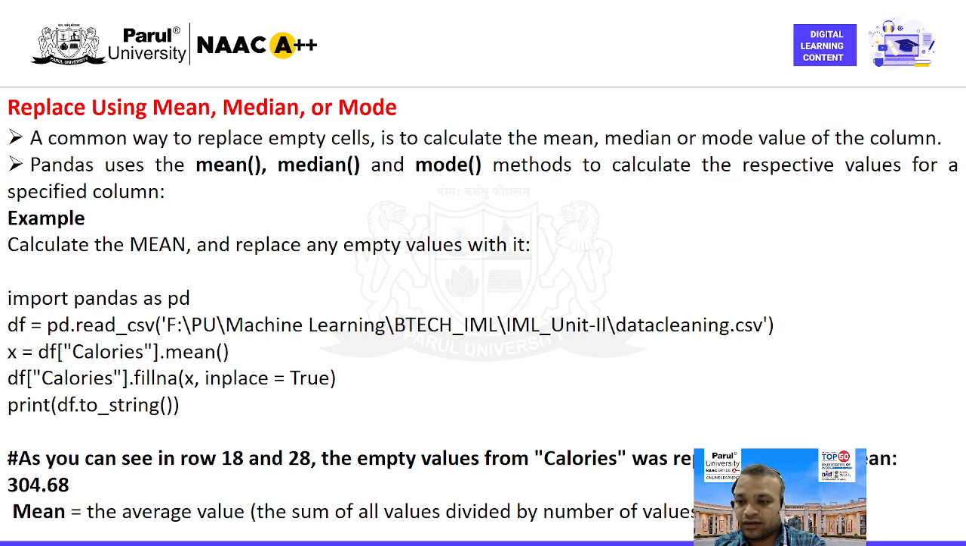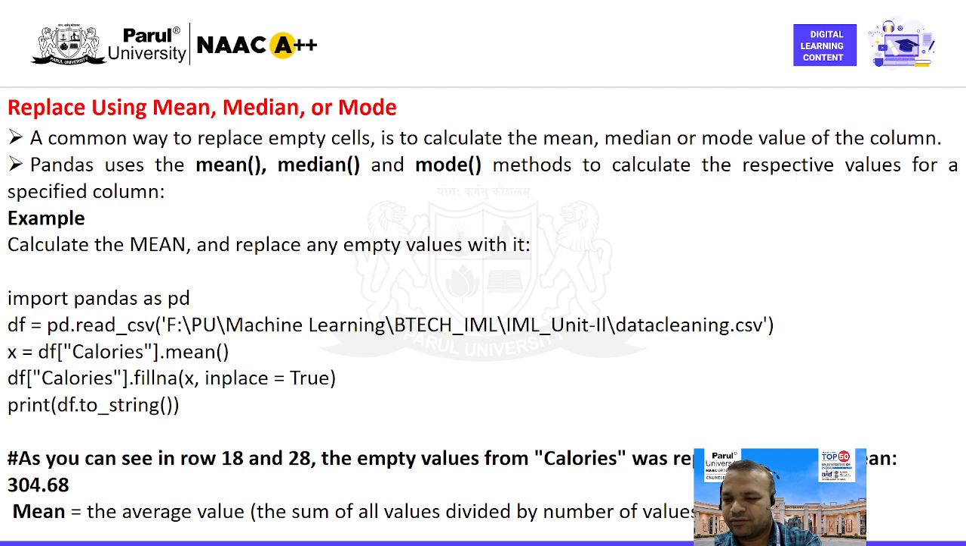Okay, we use the fillna method for replacing with the mean in your particular x column. So x value in your data frame. We use df calories dot fillna. Which value do we want to replace with? The x value, which holds the mean of that particular column, calories. And one of the parameters is inplace equals true. That means your mean value will be filled in the calories column in your data set wherever there is an empty cell. Okay, next we want to see the print.